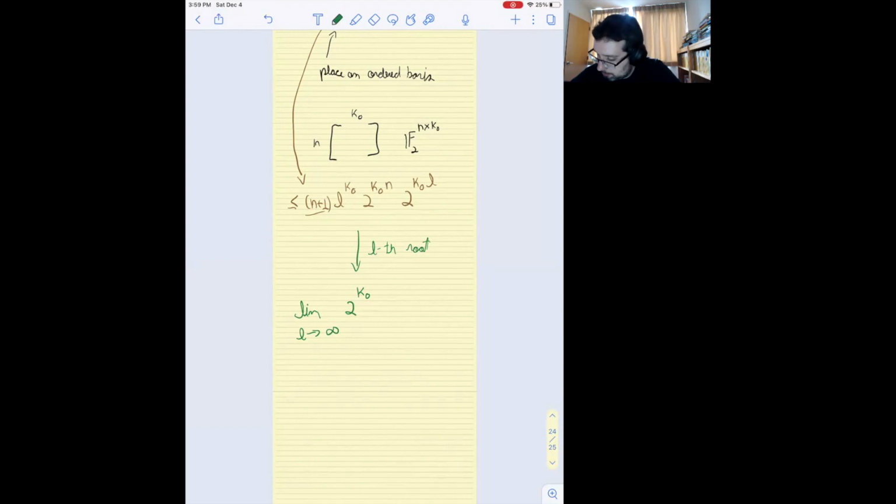And all the other terms, you're going to have an L-th root: n plus 1 times L to the K0, 2 to the K0 times n. And it's clear that this part here is going to 1 as L goes to infinity. Right? So this part doesn't depend on L at all. This part does not depend on L at all. And this part that depends on L, it depends mildly, right? So the root is shrinking this quantity much faster. So at the end of the day, the limit of this quantity is 2 to the K0.